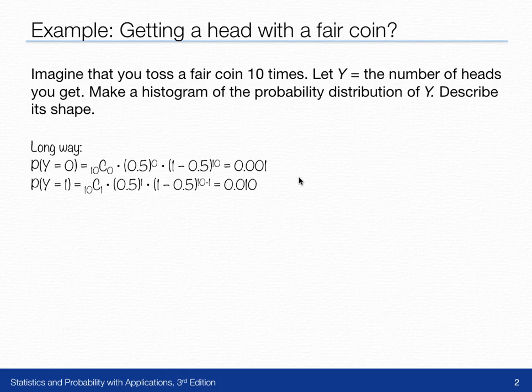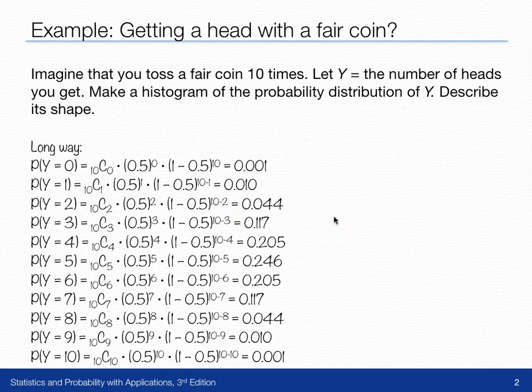You can do the same process for the probability of getting exactly 1 head. 10 choose 1 times 0.5 to the first, times 1 minus 0.5 to the 9th. And you get this number, 0.01. You can do the same thing for the probability for y equals 2. Replace all the places where 0 and 1 used to be with 2. And you can go through and find all the probabilities this way. And that gets you your probability distribution for y. These are the values of y, and these are the probabilities that y will take that particular value.